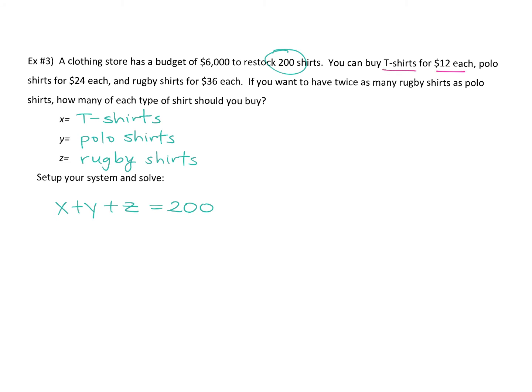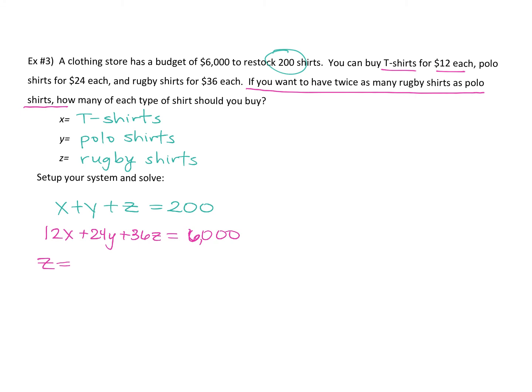$6,000 total. 12 is t-shirts, so 12 times however many t-shirts, plus 24y, plus 36z equals 6,000. Okay, so we know those two are true. Now this last equation that we need, it says if you want to have twice as many rugby shirts as polo shirts. So rugby shirts is your Z, polo shirts is your Y. What would that equation be?